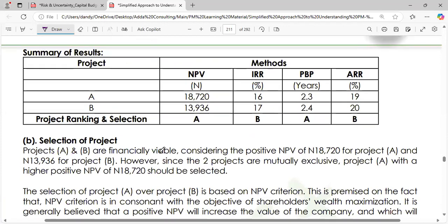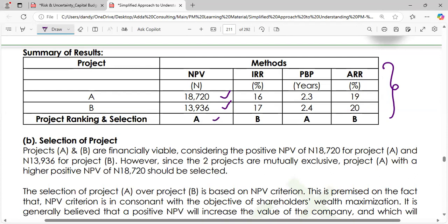Okay? So using this format, create a column for the project, create a column for the methods that you have used, like NPV, IRR, payback period, accounting rate of return. So all the workings, all the calculations that you have done for project A under NPV, what do you get? For project B, what do you get? At the end of the day, which of the two projects are you going to select between project A and B using NPV? Project A has a higher positive NPV.